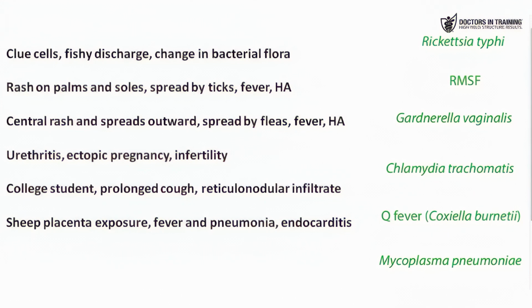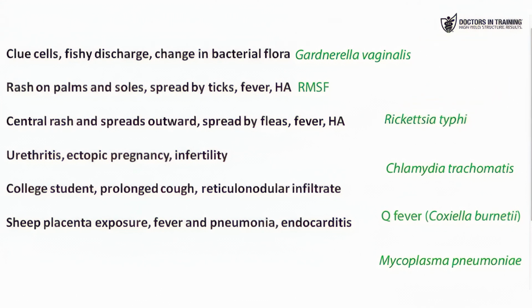Clue cells, fishy discharge, change in bacterial flora, that's Gardnerella vaginalis. Rash on the palms and soles, spread by ticks, fever, headache. That's Rocky Mountain spotted fever. Central rash and spreads outward, spread by fleas, fever, headache. That's Rickettsia typhi. Urethritis, ectopic pregnancy, infertility.